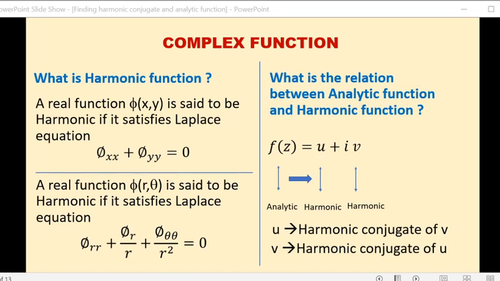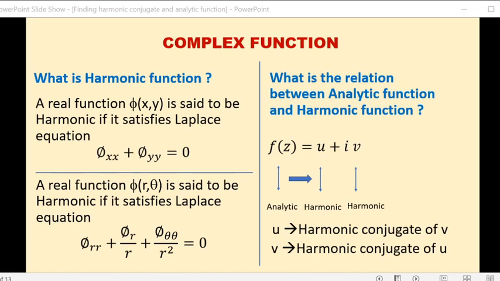If v is harmonic, does it imply f of z is analytic? No. Okay. Now the answer to this Utkarsha has already given: u and v both should be harmonic. Okay. And if u and v both are harmonic, then we look at the relation between u and v.